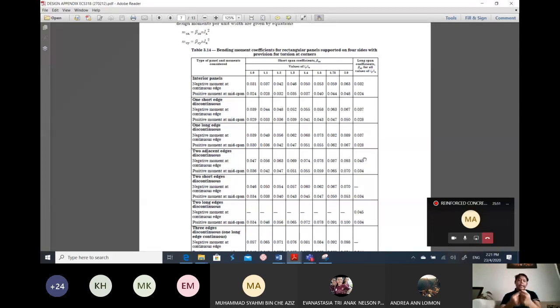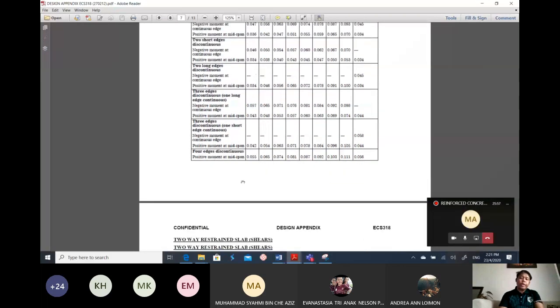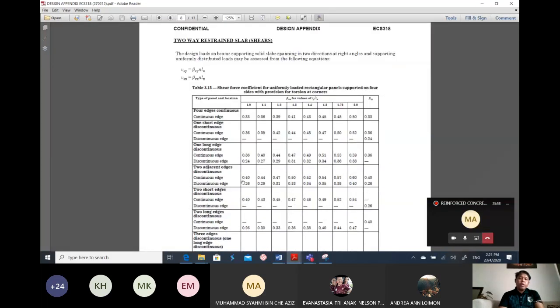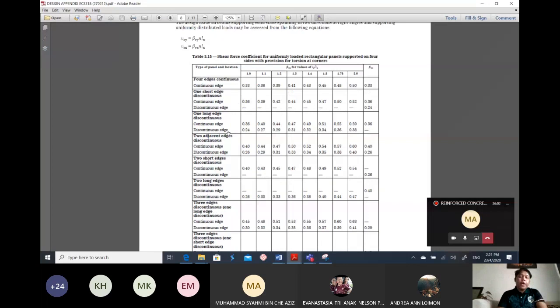In my case here is two adjacent edge discontinuous. So we go through the shear force first. Here we have two adjacent edge discontinuous, so we will have four coefficients here: 1, 2, 3, 4. Means that we have four values of shear force. At discontinuous edge we have a value, at continuous edge we also have a value, for both short edge and also long edge.